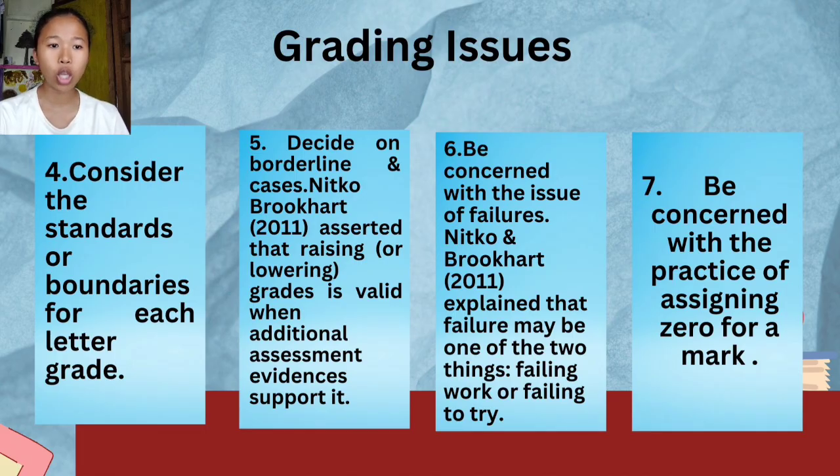Macmillan 1999 and Nitko and Brookhart 2011 presented alternatives to 0 marking. A, substitute the lowest possible or bottom of the grading scale, for example, 60 or 65. B, base the grades only on those turned in. Or C, substitute 0 for the missing assignment but use the median rather than the mean, since the former is not sensitive to outliers. And that's what we call extreme data values.